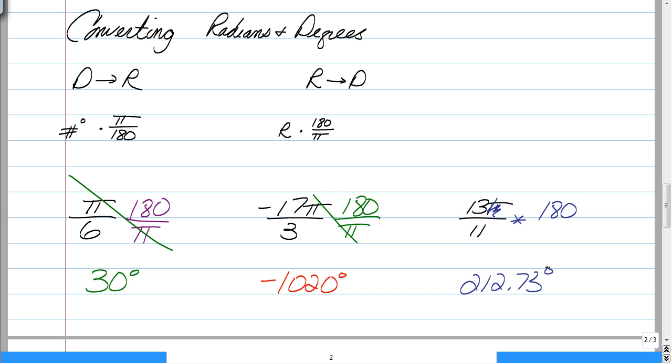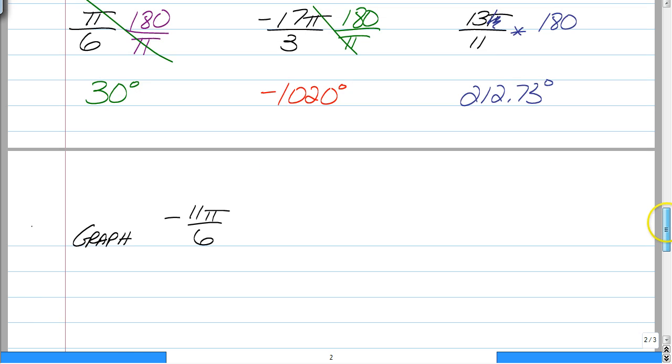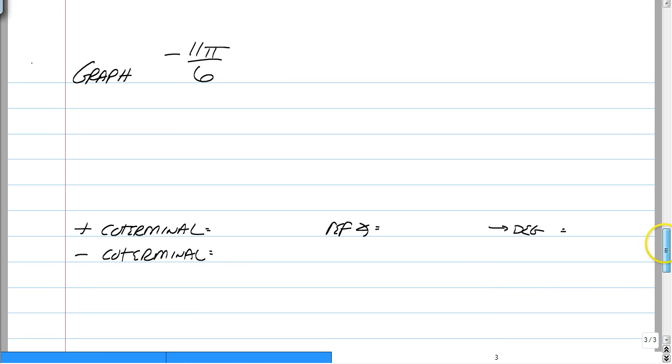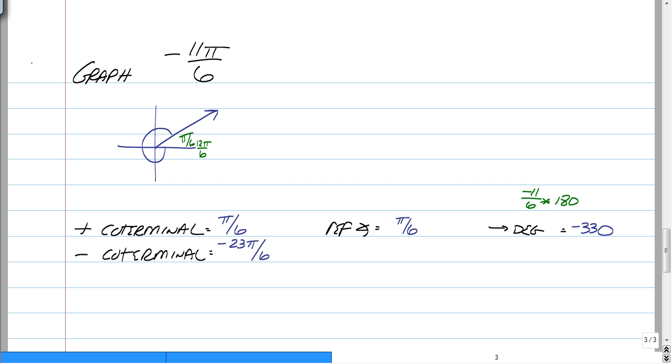All right, so now we've worked with everything in degrees and in radians. So there's one more problem again. See if you can do the exact same thing. I want you to graph negative 11 pi over 6. State a positive coterminal, state a negative coterminal, state the reference angle, and state the degree equivalence. Pause the video, try it on your own. If you get it all, you're good to go. Here you go.